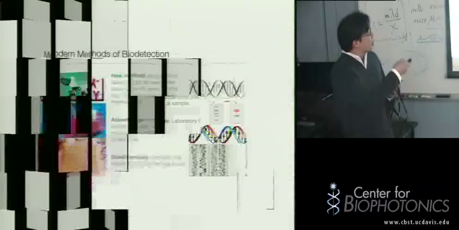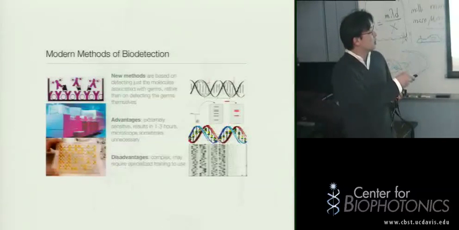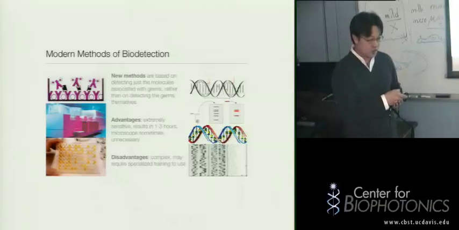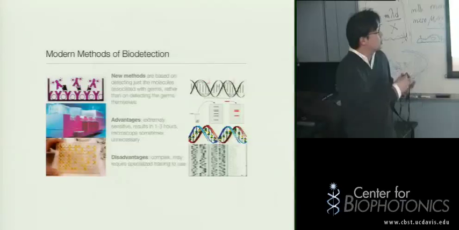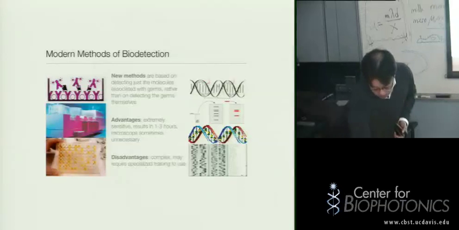There are more modern methods of biodetection. These include PCR and DNA fingerprinting, depending on whether or not you know what gene to look for. And also something called immunofluorescence, which I'll talk about really quickly.